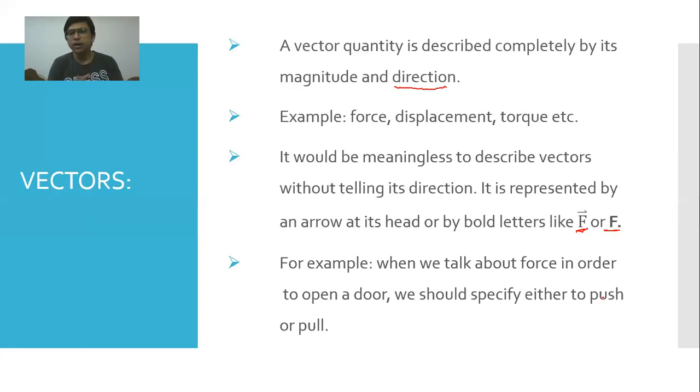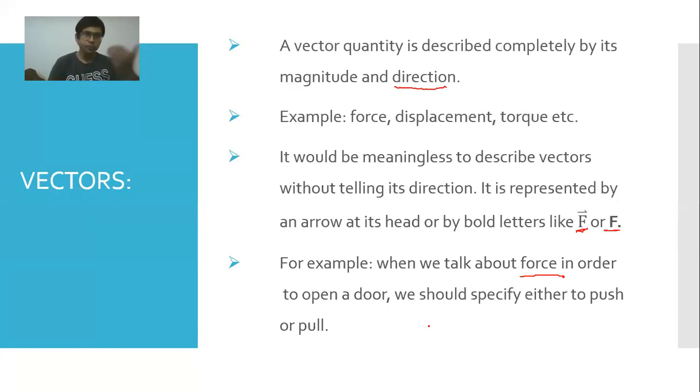When we talk about force, in order to open a door, we should specify either to push or pull. Here I'm taking an example of force, and the situation is we have to open a door. You know very well, in order to open a door, either you have to push it, which means you apply force in the forward direction, or you have to pull it, which means you apply force in the backward direction. So this push or pull, the force applied in the forward direction or the force applied in the backward direction, is actually the direction that you have to specify whenever you talk about vector quantities.